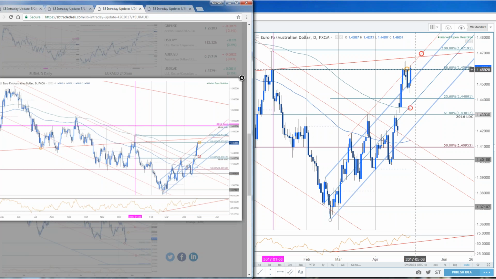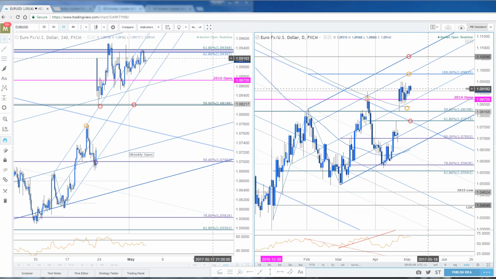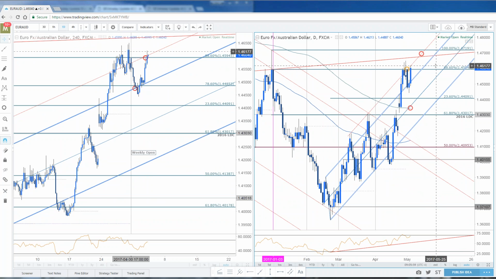Before anyone gets excited on the continuation higher, I do still want to highlight this major area of resistance right here. And the fact that euro dollar, which we'll take a look at, I do like a pullback in the euro first before we break to new highs. So for Euro Oz, guys, if you're not already long, I don't know if I want to advocate any new additional positions on the long side from these levels.